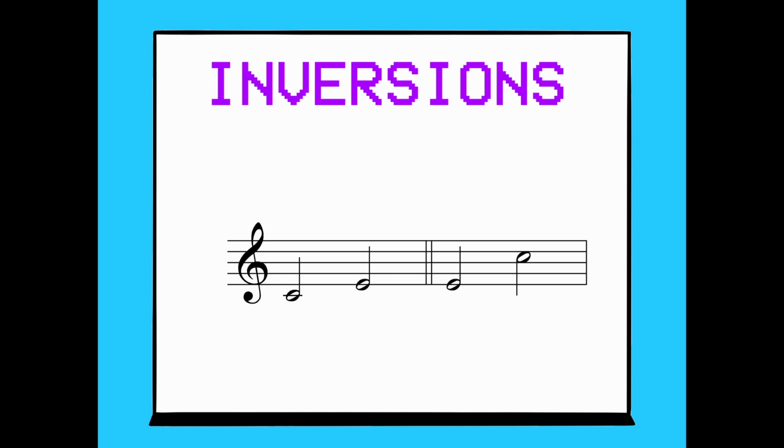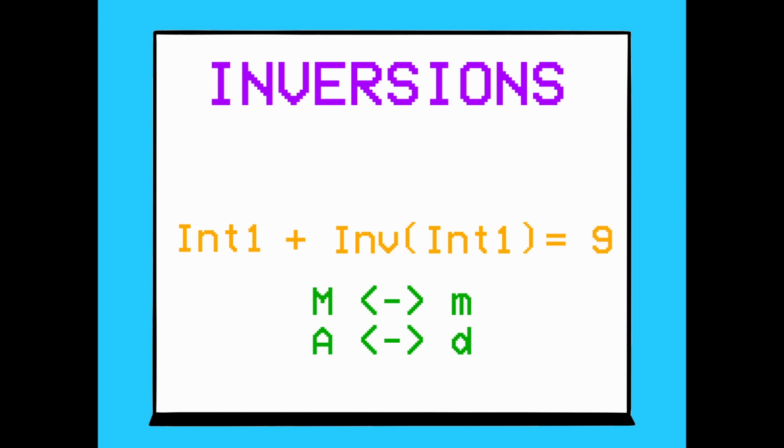There's one last thing regarding intervals to discuss, and that's inversions. Each of these intervals can be flipped over. C up to E is not the same as E up to C. The good news is you don't have to do the whole process again. The rule for finding inversions is this. The size of the interval and its inversion will add up to 9, and the qualities flip, like this.